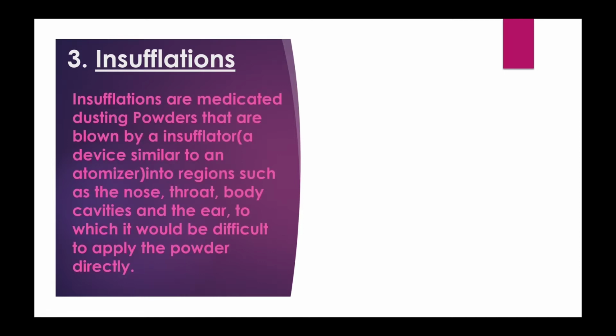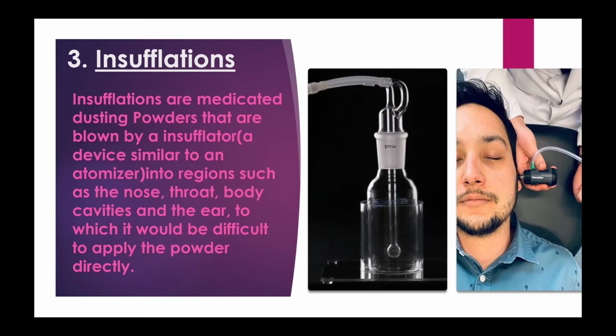Next, insufflations. Insufflations are medicated dusting powders that are blown by an insufflator, a device similar to an atomizer, into regions such as the nose, throat, body cavities and the ear, to which it is difficult to apply the powder directly. Where the powder is difficult to administer, in those places, nose, throat, body cavities and ear, insufflations are used. In these pictures you can see how insufflations look.